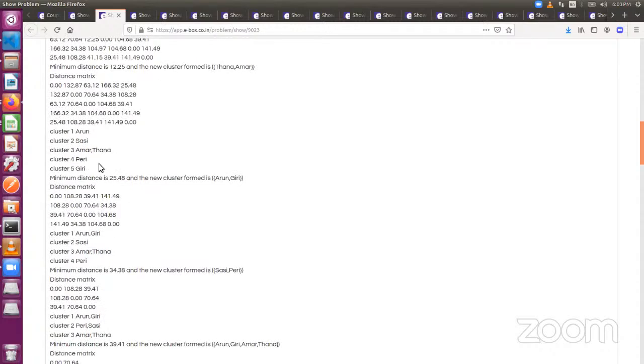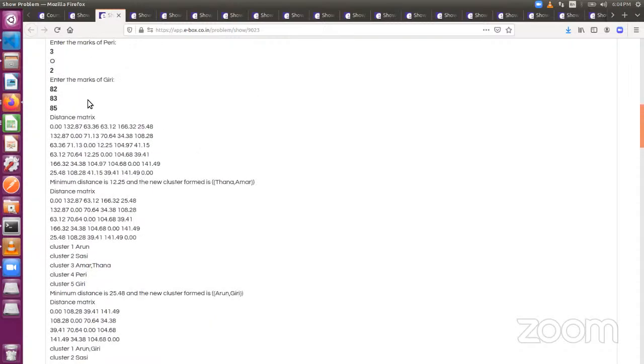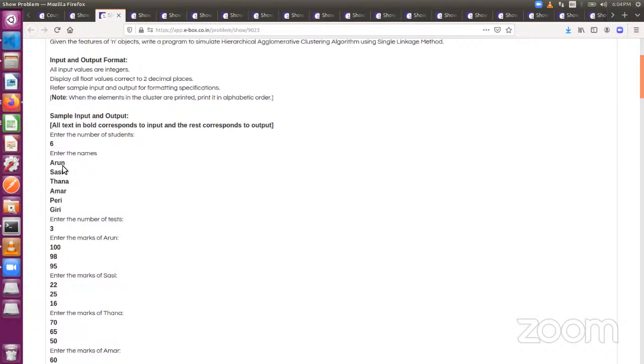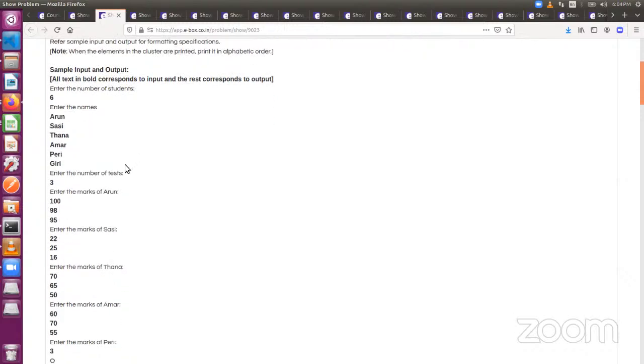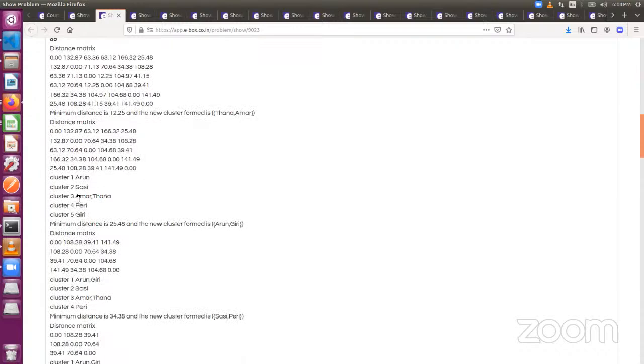Okay, so they're just formulating the cluster itself. So what cluster will be formed? So they're giving a name. Okay, so first there are 5 people. Actually, 6 people are there. So what is the distance between these two? All the people is found out, and the distance matrix is found. And then among those, the first level they found that Amar and Dana are closest to each other, and then they are forming a single group, cluster 3.